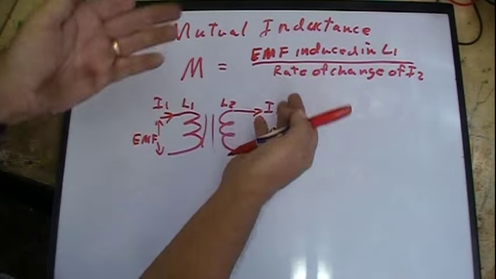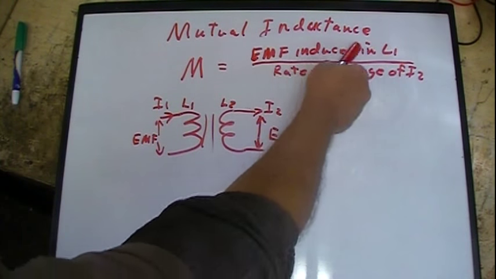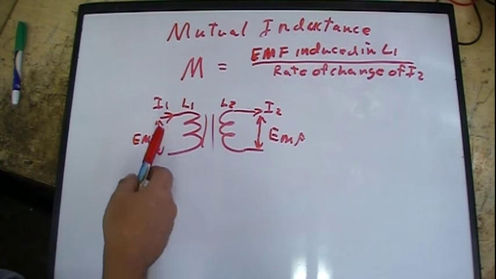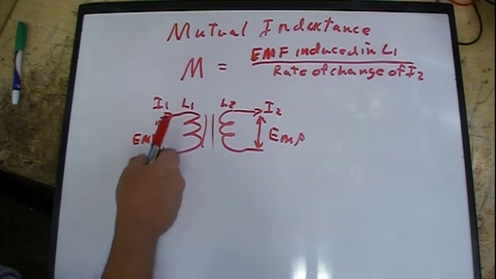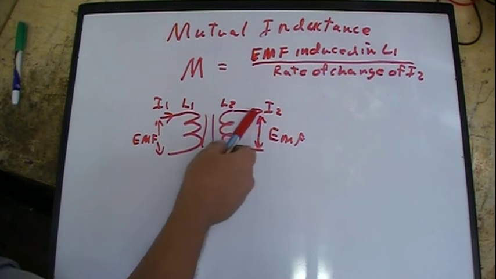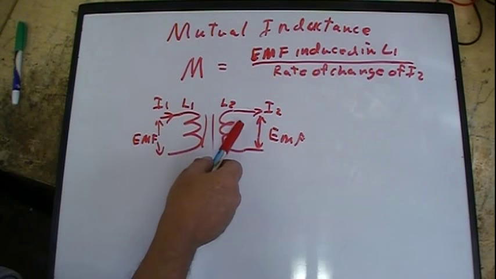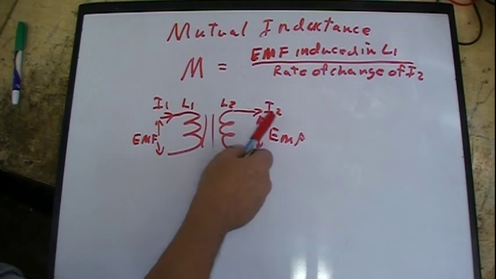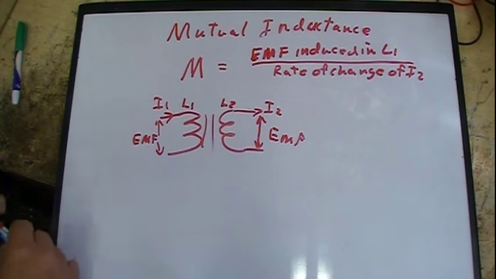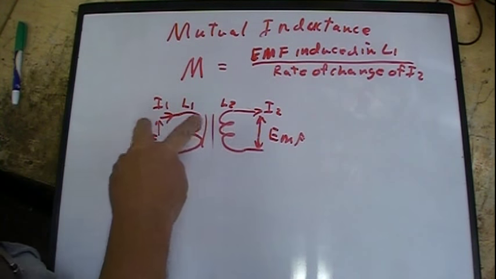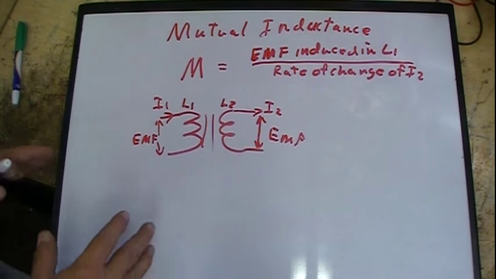The other formula is just reversed. It'll be the EMF induced in L2 divided by the rate of change of the current of I1. So the other formula is just saying that if I hook this up to some sort of AC signal, whatever that frequency or rate of change is of the current here will be the EMF over here. It'll divide into that. That'll be the mutual inductance. How well are these coupled? That's all mutual inductance means.